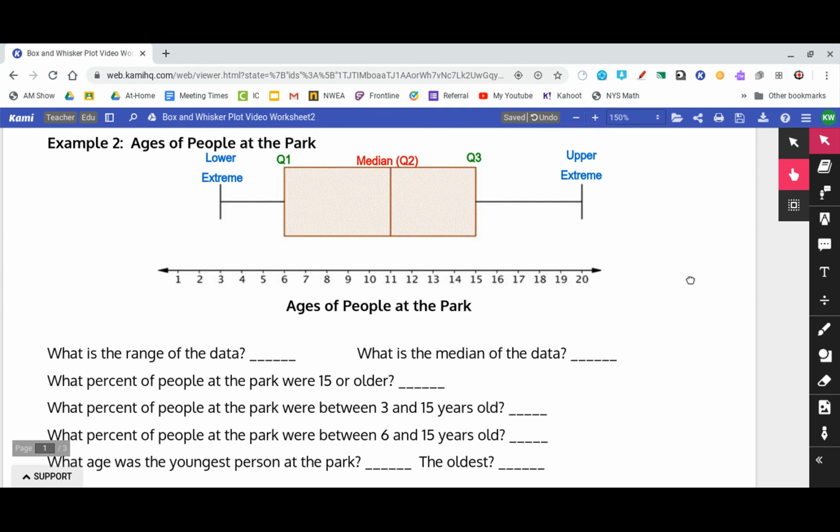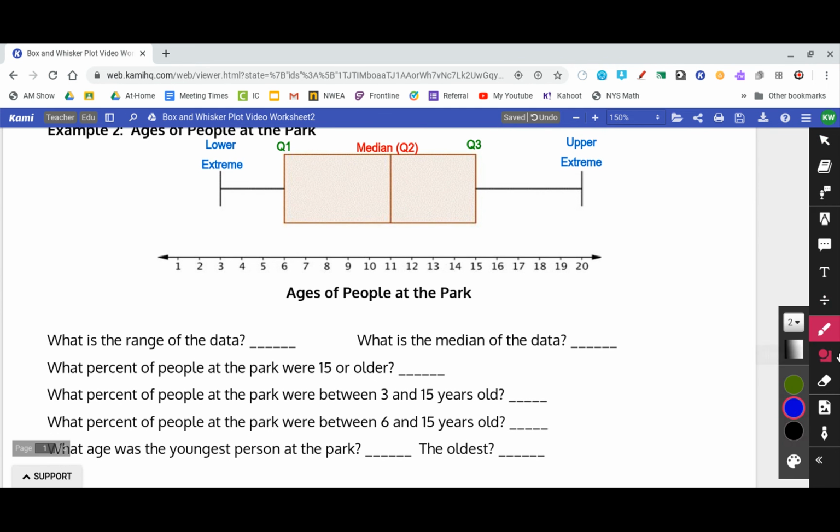Now I can answer some questions about the data. Knowing that each section of my box and whisker plot represents 25% of the data. I almost just had an emergency. All right, we're going to pretend like this video is going great.